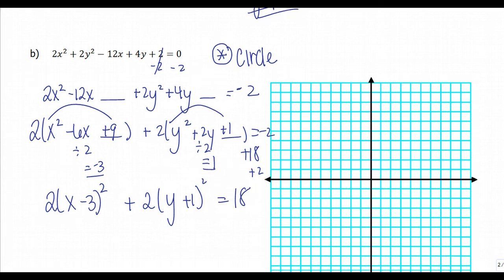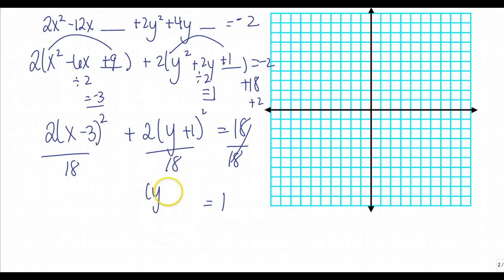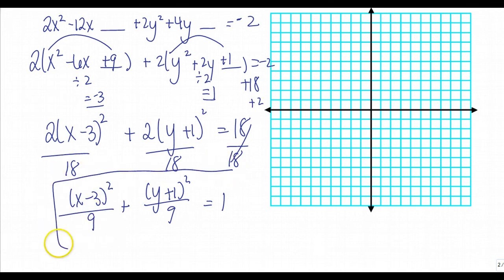But again, not in standard form just yet. Divide everything by 18 so I know it equals 1. Reduce your fractions, so y plus 1 squared over 9 and x minus 3 squared over 9 because 2 over 18 is 1 over 9. There you have it, your equation of a circle.